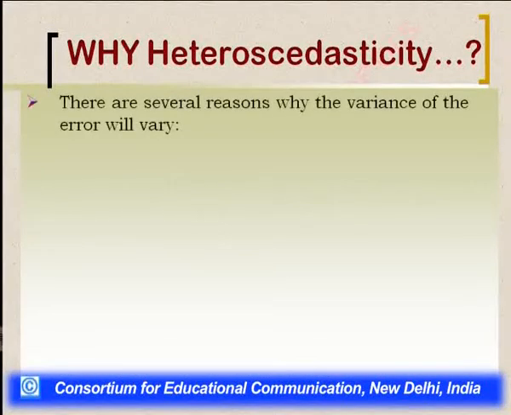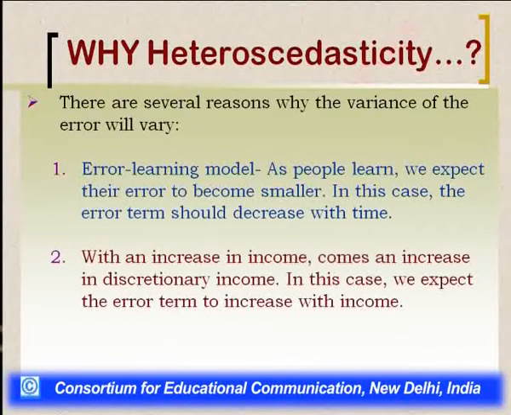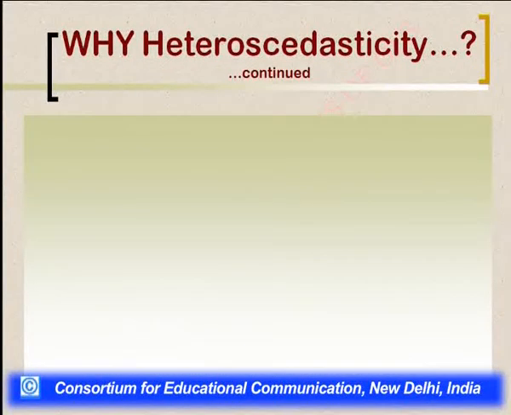Now, coming on to why heteroscedasticity. There are several reasons why the variance of the error will vary. In the error learning model, as people learn, we expect their errors to become smaller. In this case, the error term should decrease with time. With an increase in income comes an increase in discretionary income also, and in this case we expect the error term to increase with income. So this is what heteroscedasticity is all about.